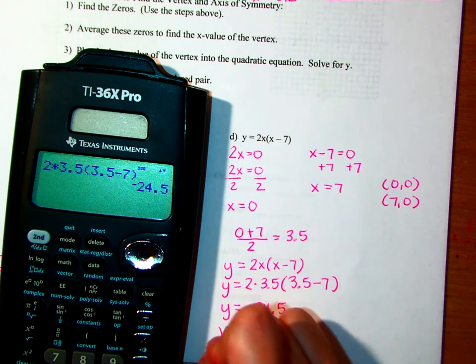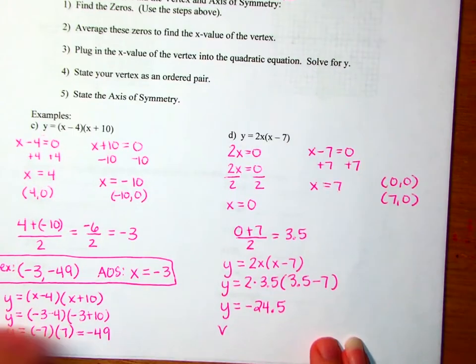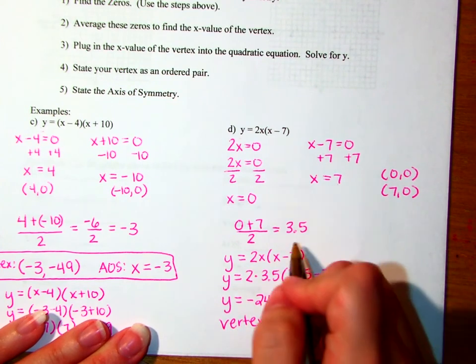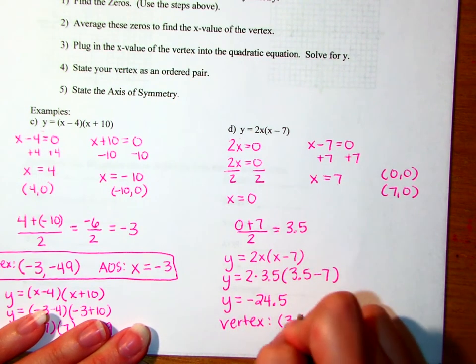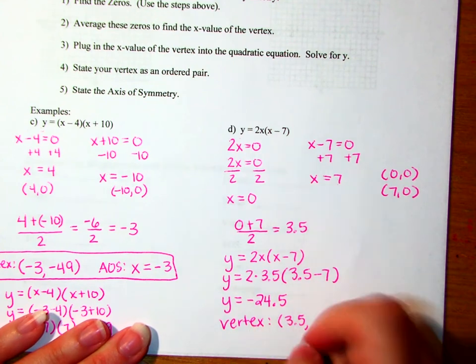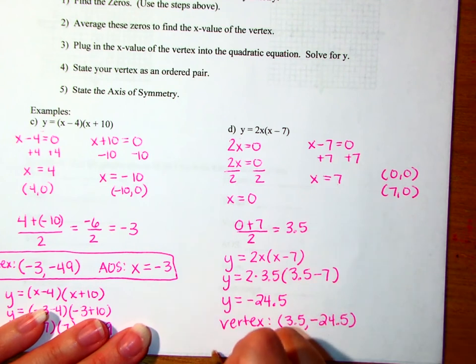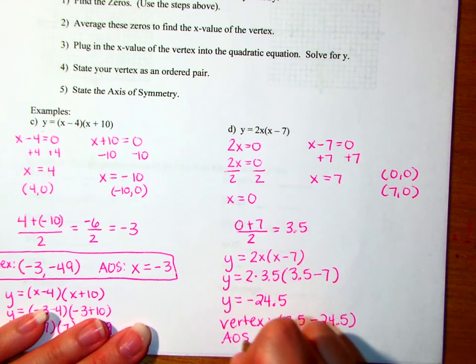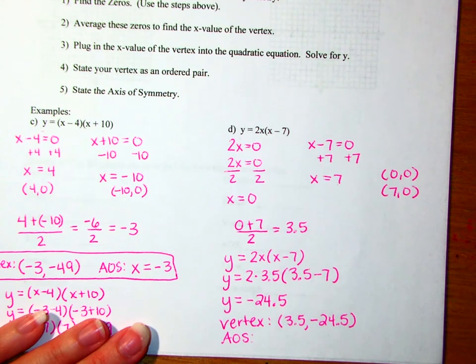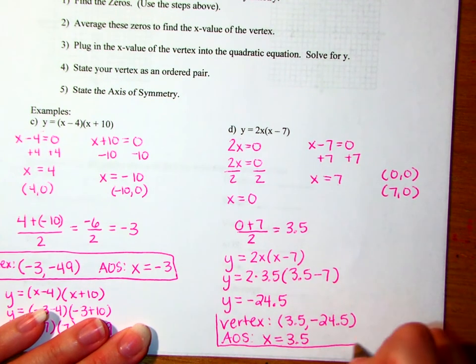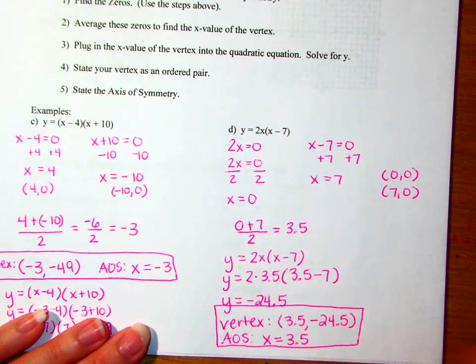So our vertex is going to be, when x is 3.5, y is negative 24.5. Also, we have to state our axis of symmetry according to the directions. Remember, that's just that x value. So x is equal to 3.5. Don't forget to write x equals and then that value. Those were the 2 answers you should have gotten on the previous question.